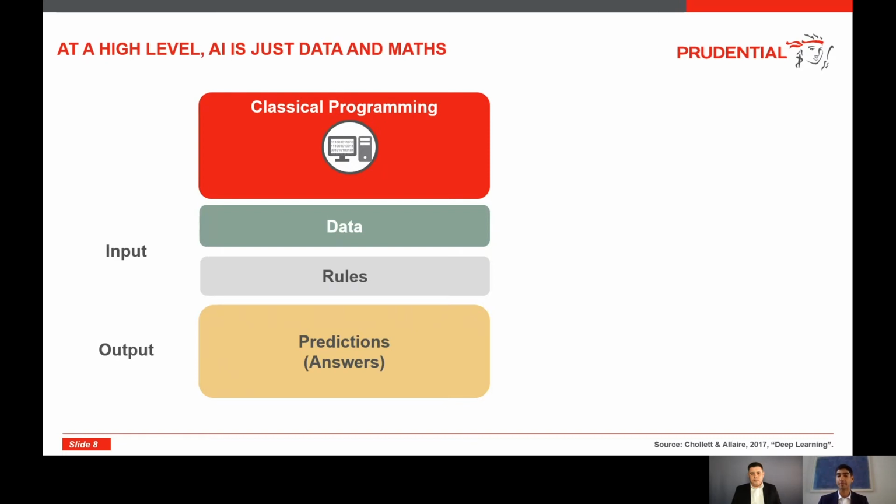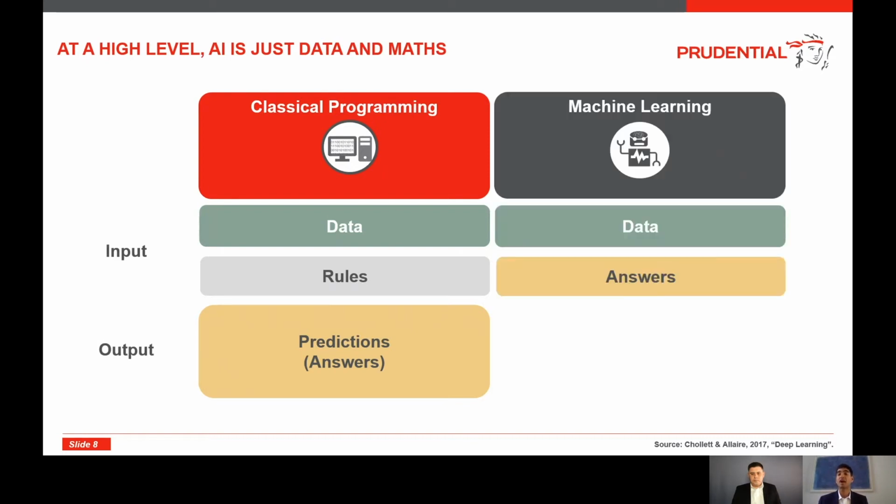Machine learning is very, very different. Machine learning starts with the assumption that you don't know the rules that define a particular system. So then what you have to do is start with data and answers. And once you have data and answers, then you can employ very clever algorithms that learn the rules that connect said data to answers. So over here, the input is data and answers, and the output is rules. And once those rules are learned, then you can apply them in a much more classical fashion.